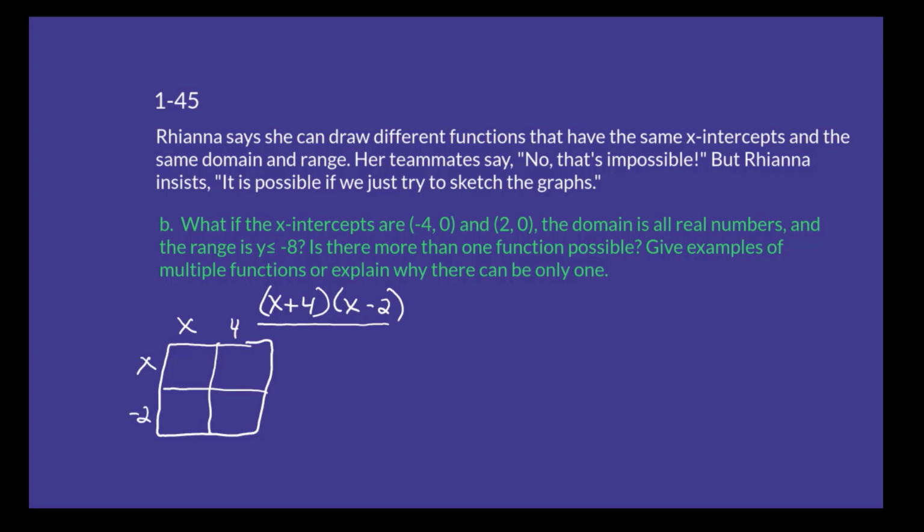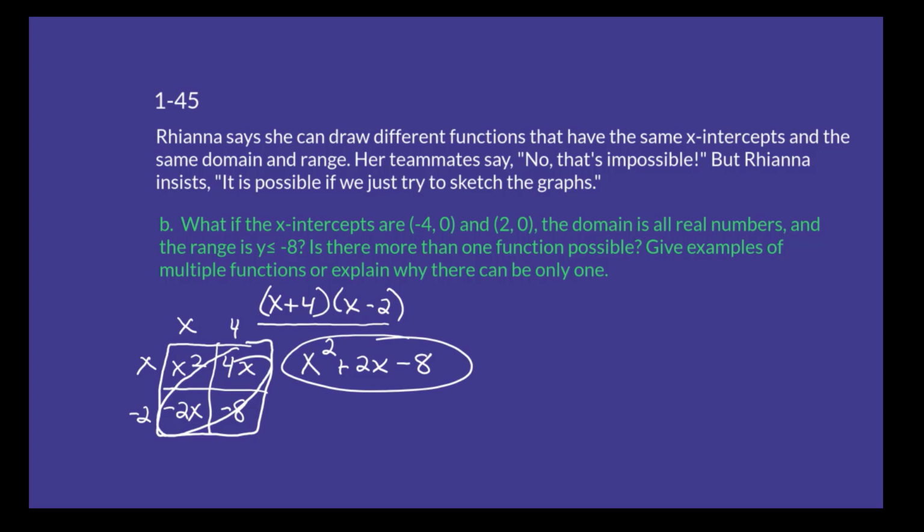Then I just multiply x times x. I multiply x times 4. I multiply x times negative 2. And I multiply negative 2 times 4, which is negative 8. So then I just combine like terms, x squared. I add those two together, so that's plus 2x minus 8. And that's the equation that we will take into Desmos to work on that equation and see if there's other functions with those range restrictions they're giving us. So here we go.